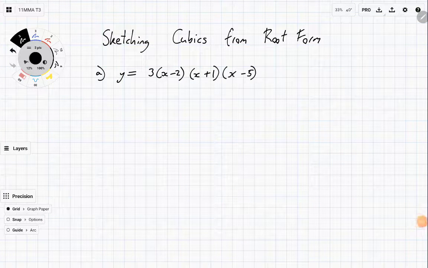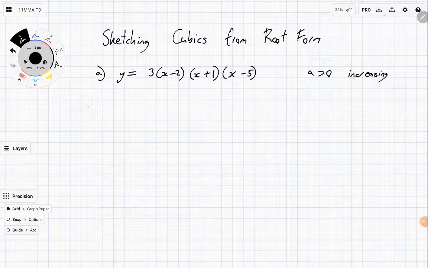So we're going to have a look at sketching some cubics from root form. For a good sketch, what do we need? We need x-intercepts, y-intercepts, and we need to know whether it's increasing or decreasing. To begin with, a is positive, so it's going to be increasing because 3 is bigger than 0.